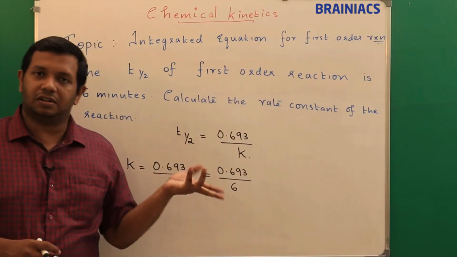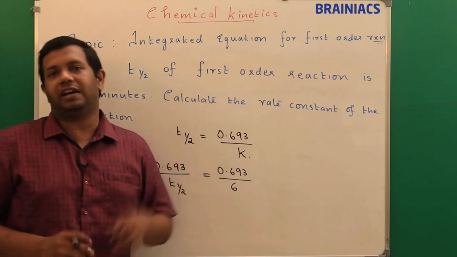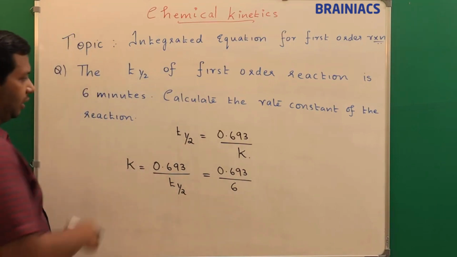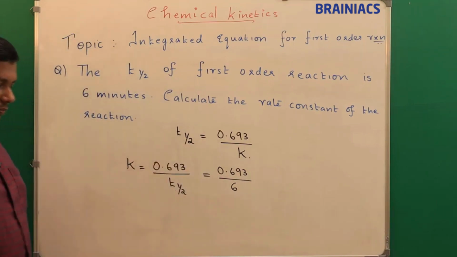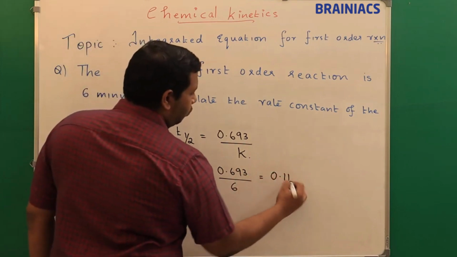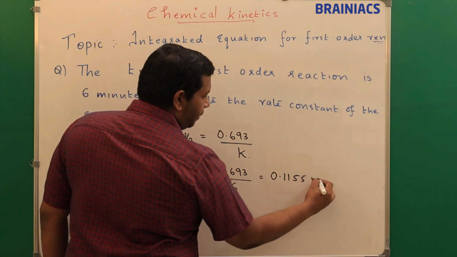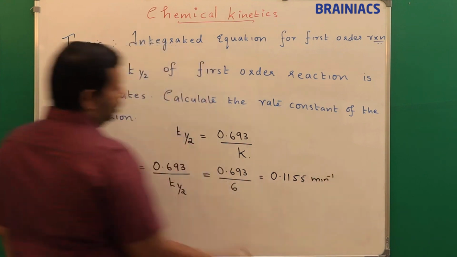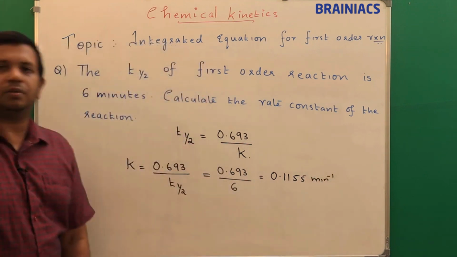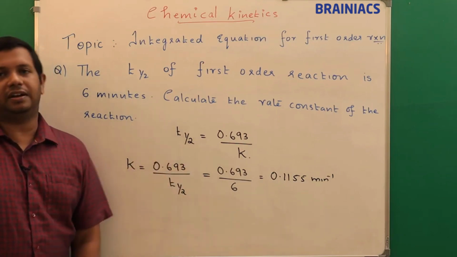But if it is in seconds, you can convert this 6 minutes. 1 minute is 60 seconds, so 6 into 60, 360. But you need to see the options in which way they have given. Okay, so I am substituting directly in minutes. If you calculate this, it will become approximately 0.1155 minute raised to minus 1. So this is the value of the rate constant K. I hope it is clear for you. Let us try to see the next problem.